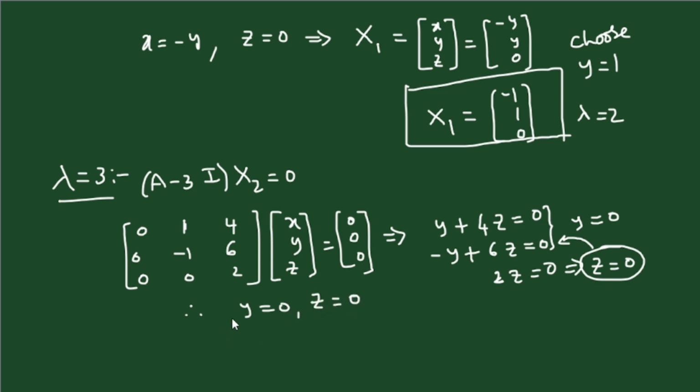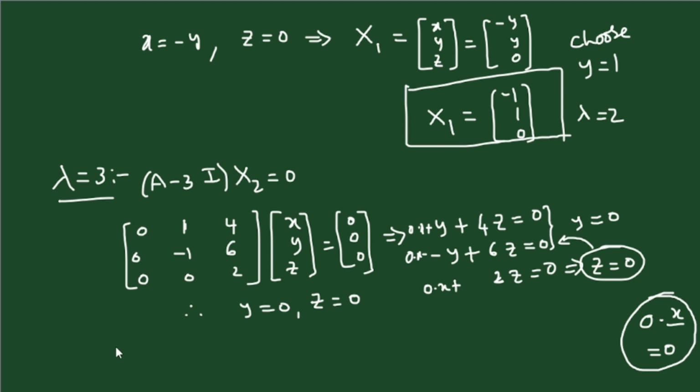But what about x? Here you see all the elements in the first column are zeros. So we have 0 into x in the first equation, and the second equation also 0 into x, and 0 into x in the third. That means you can take any value for x. Whatever the value of x, it is going to satisfy, because 0 into any value is 0 only. Therefore, you can take any value in place of x.